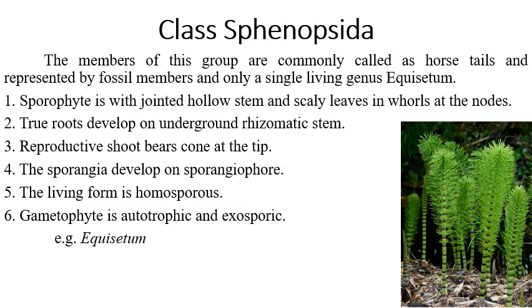Class number 4 is Sphenopsida. The representative of this is Equisetum. Let us see their characteristics. Sporophyte is jointed with hollow stem and scale leaves in whorls at the nodes. Here you will see the nodes which are marked with brown or black color, and at each node you can see numerous leaves arising. True roots develop on the underground rhizomatous stem. So below the ground there is a rhizome and it is producing the true roots.